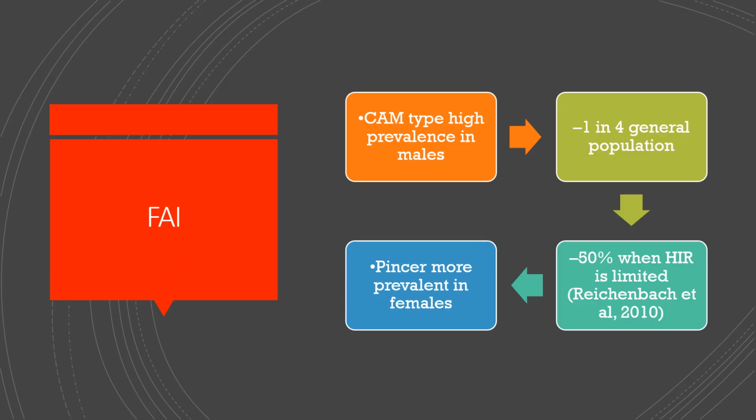Just looking at CAM and pincer, a brief overview. CAM impingements have a high prevalence in males, and 1 in 4 of the general population will have a CAM impingement. 50% of these have limited hip internal rotation as well. And pincers are actually more prevalent in females.